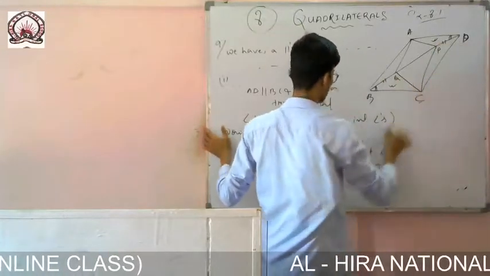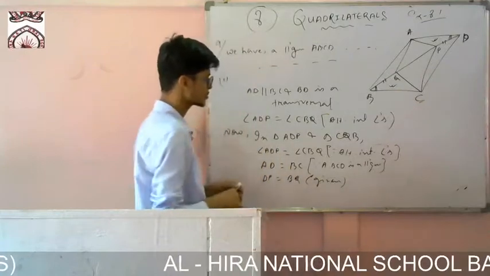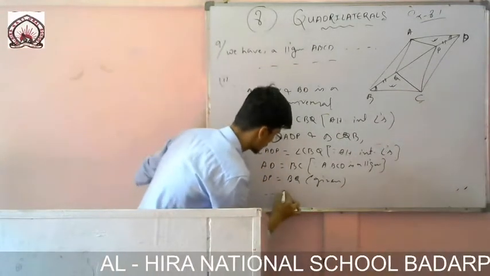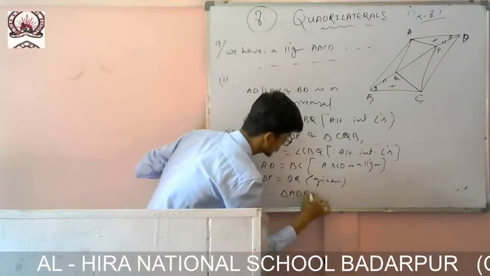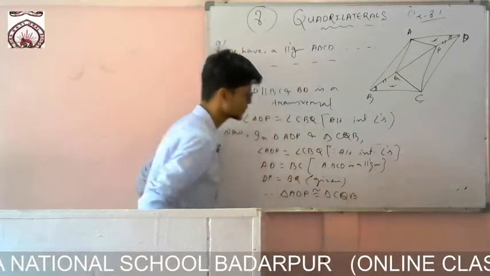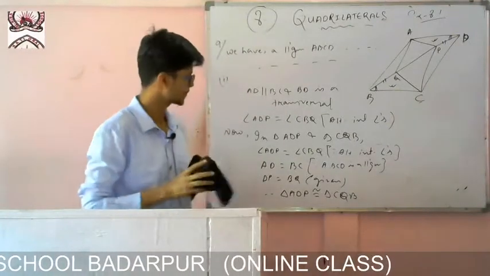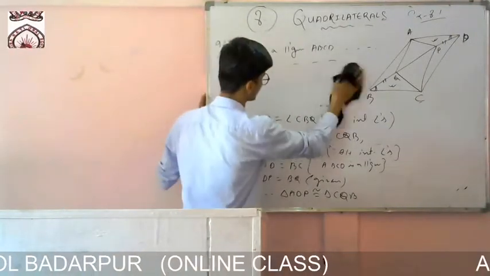It is given in the question, you see. So you write it as given. So that means these two triangles are congruent. So triangle ADP is congruent to triangle CQB. Okay.